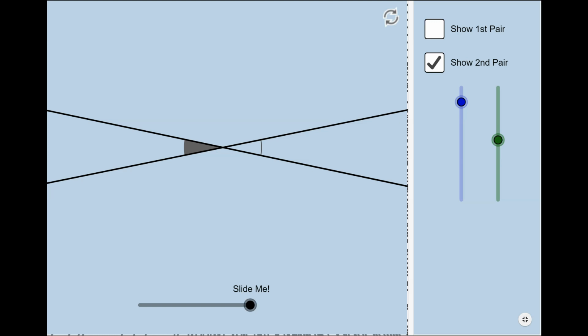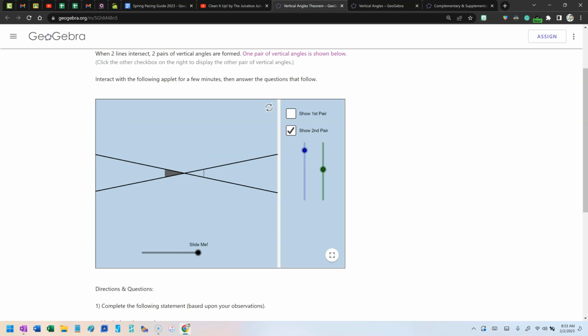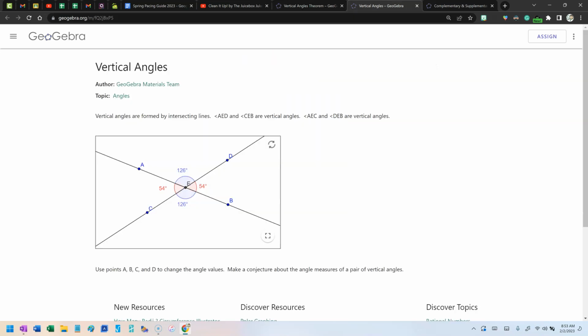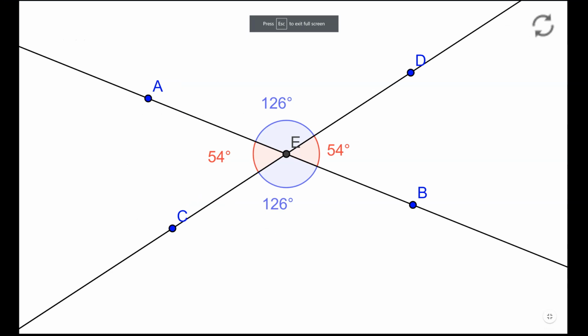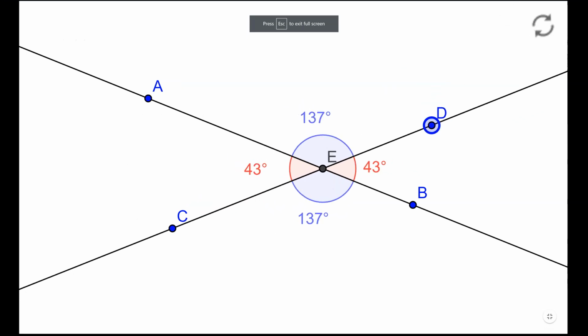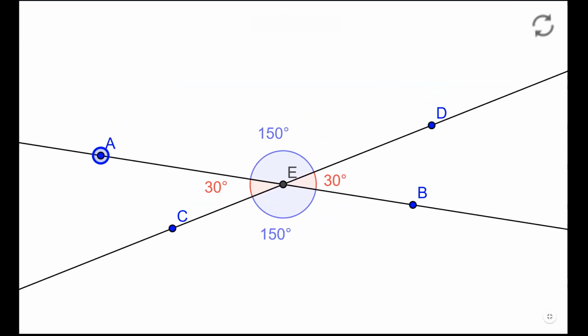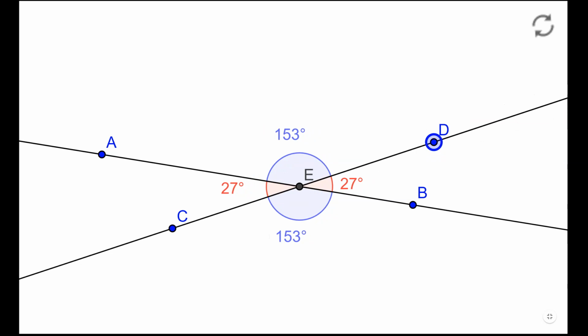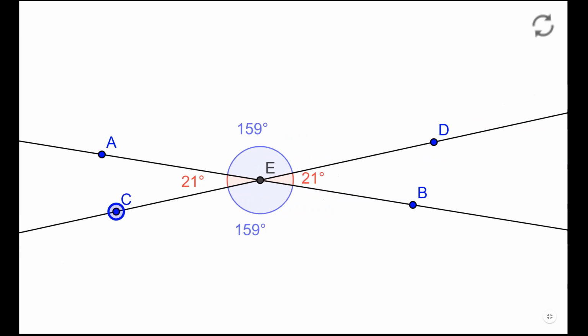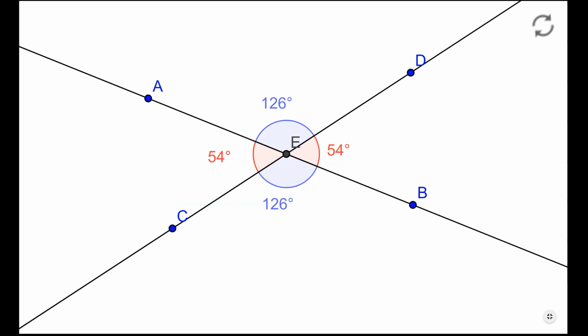Okay? So that's vertical. What is it, everybody? Vertical. And again, you can see it here. The ones across from each other, the numbers are equal. Does anybody remember the fancy geometry word? Starts with a C? Congruent. That's the fancy geometry word.